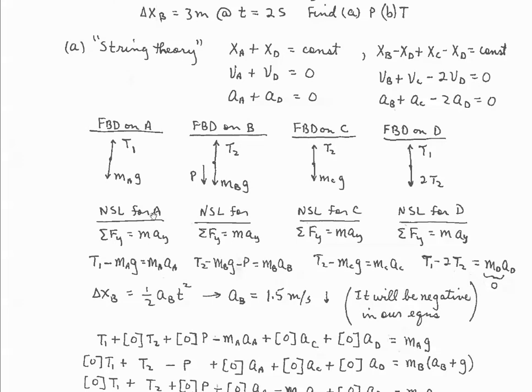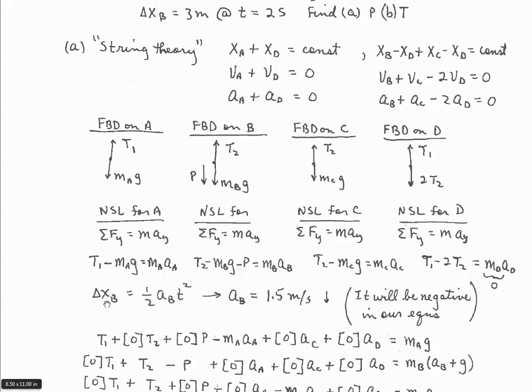So, second law for A, sum of forces in Y equal to M times A sub Y. So we got T1 minus MAG equal to MA times A sub A. For B, and I forgot to put the B right there, but it's a summation of forces in the Y equal to M times A sub Y. You got T2 minus P minus MBG equal to MBAB. For C, you got this equation right here. And for D, you got that equation right there.